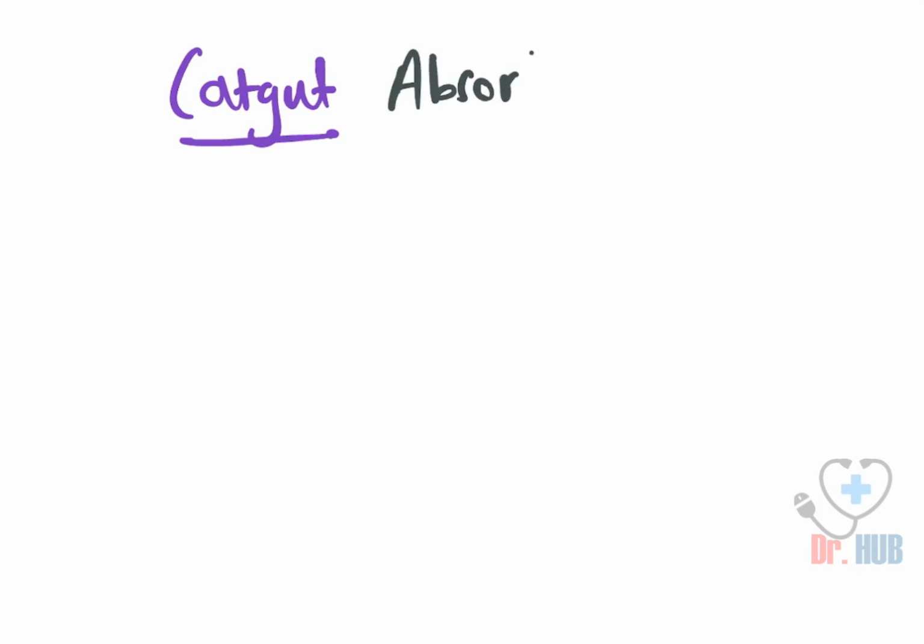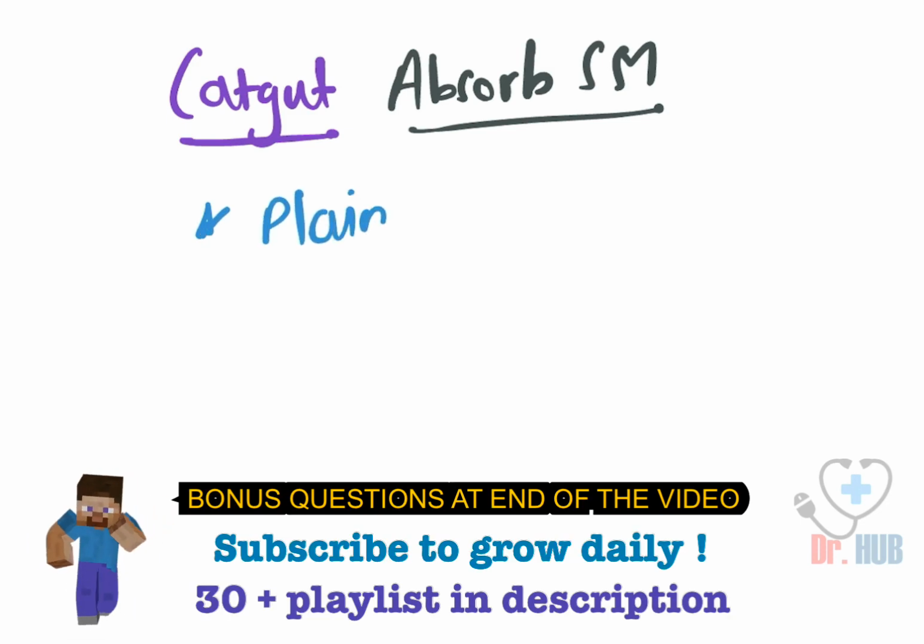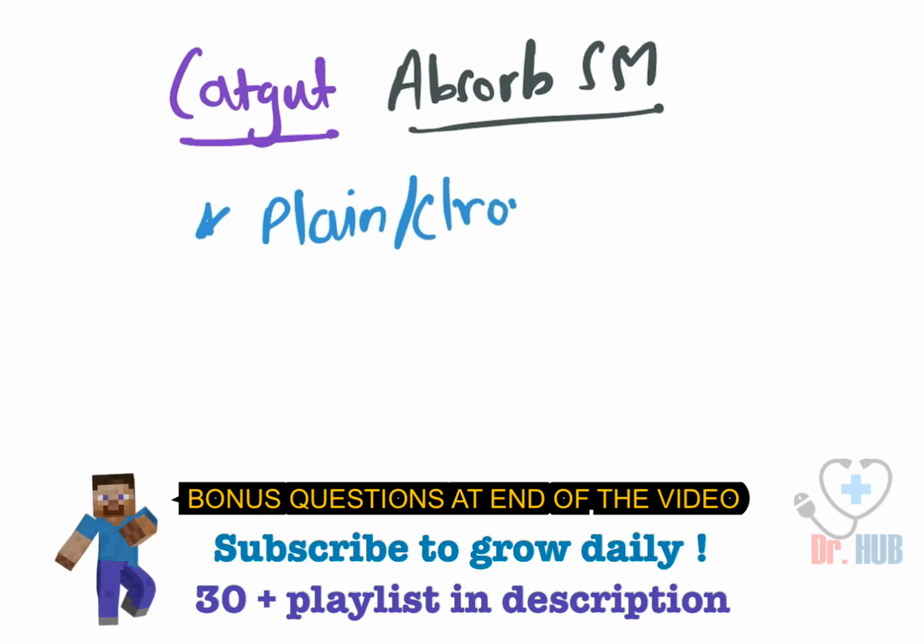So firstly, we look at catgut. The catgut comes under the absorbable. It is nothing but absorbable suture material. And what type is it? The type is plain as well as chromic.